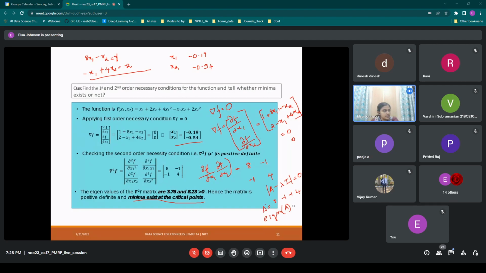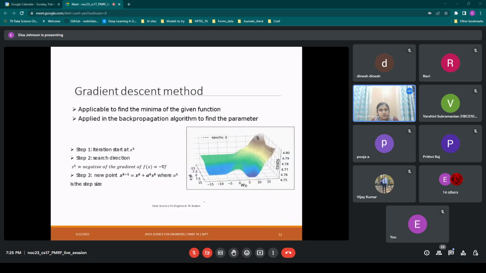Is this fine? If it's not fine, you can tell me. Now, next, the gradient descent method. This one also you have seen in your lectures. It is applicable to find the minima of a given function and is applied in the backpropagation algorithm. You'll find most of its applications in neural networks. Does anyone have any doubt?